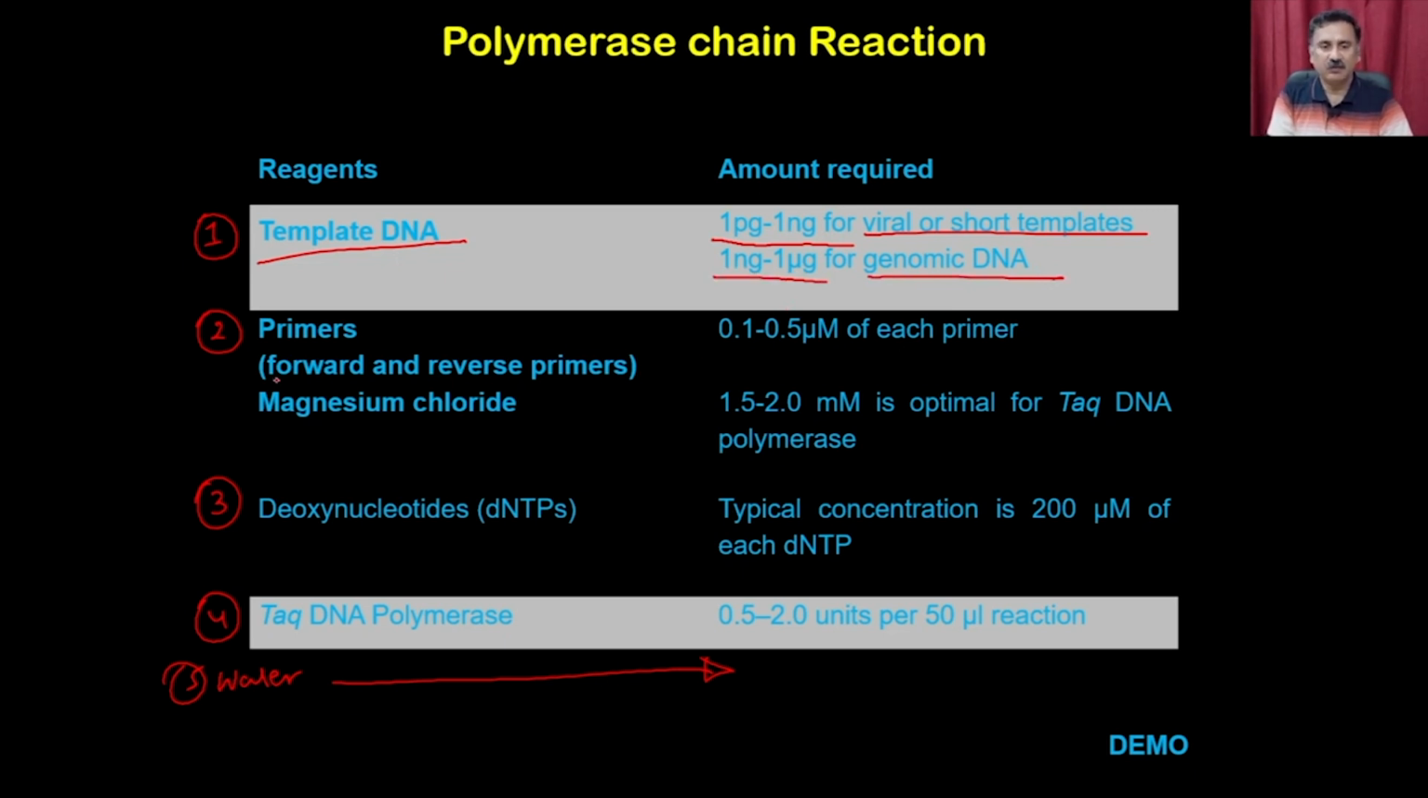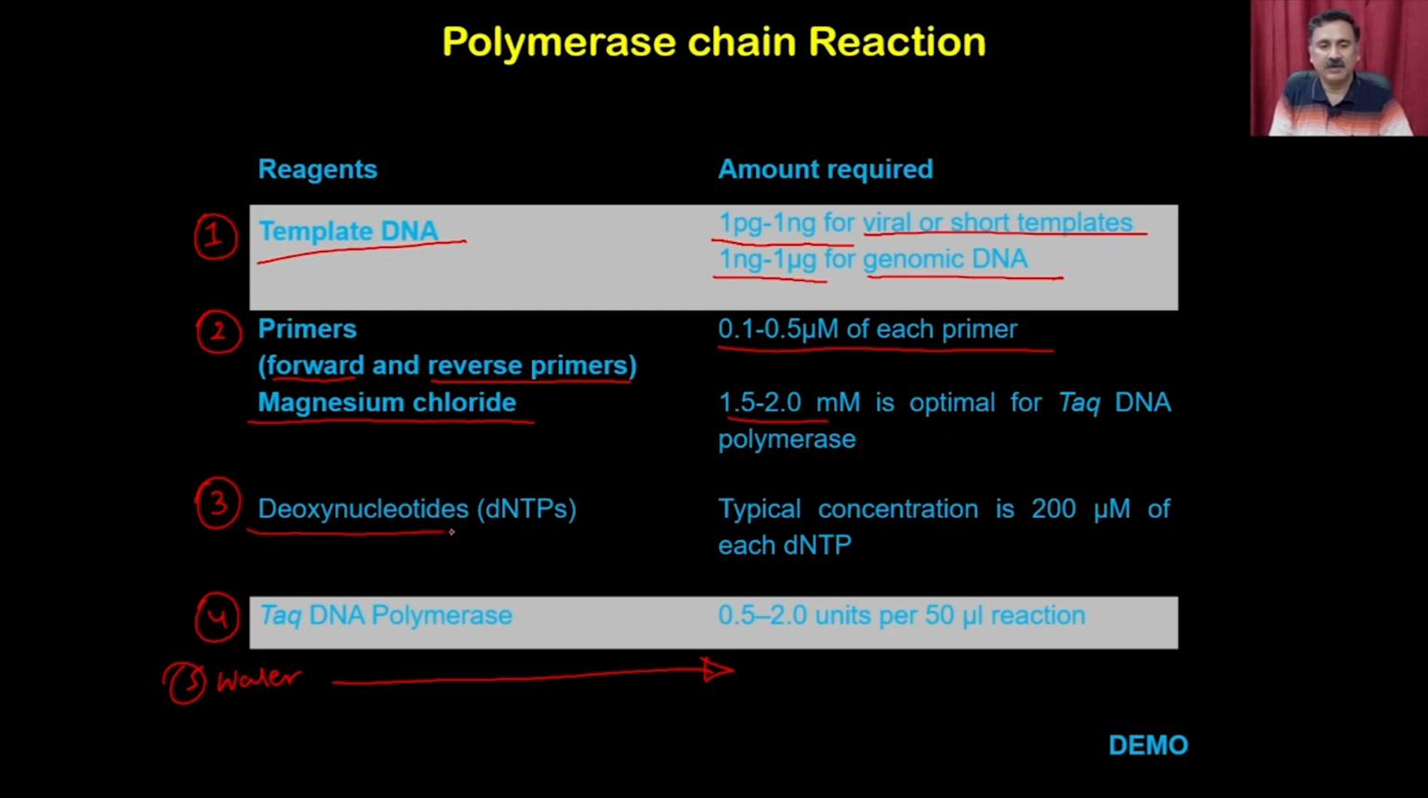Primers: you're going to have two primers, the forward primer and the reverse primer, and you have to use them in the range of 0.1 to 0.5 micromolar. Then you also require the magnesium chloride. Magnesium chloride is in the range of 1.5 to 2 millimolar.